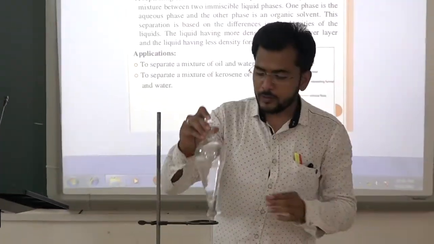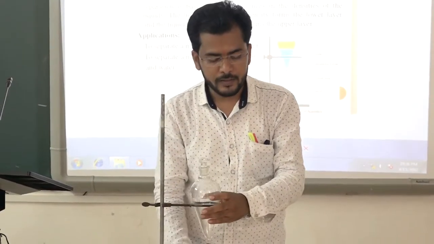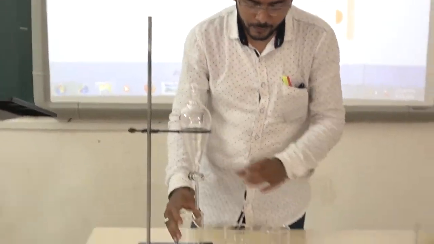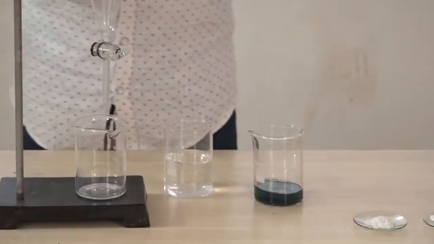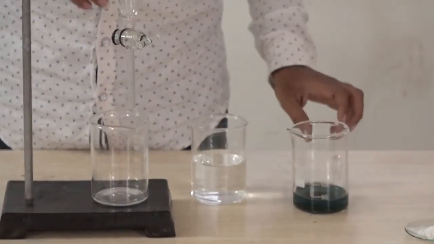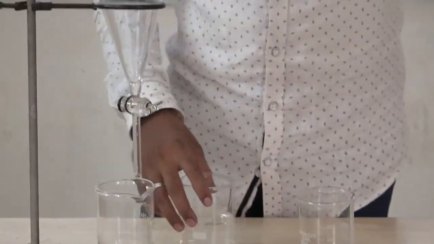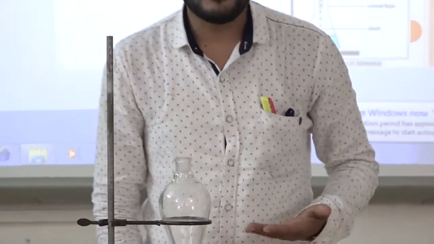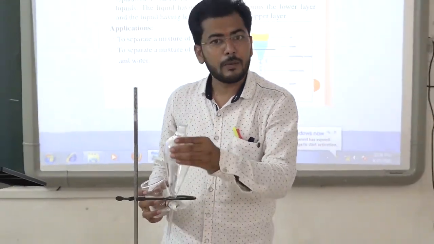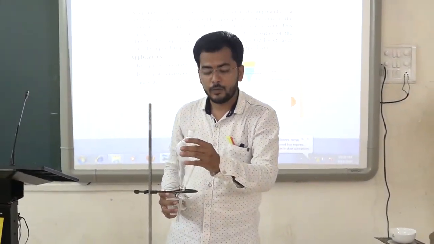This is the tank, and these are the beakers. This one is water and this is kerosene. We know that water and kerosene have different densities. So we will see which liquid has low density and which has more density. We know that if the liquid has more density, it will form the lower layer.